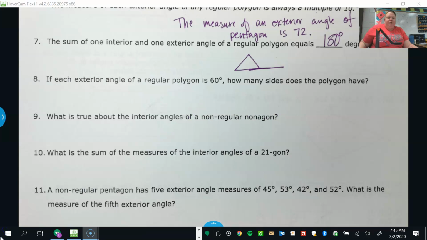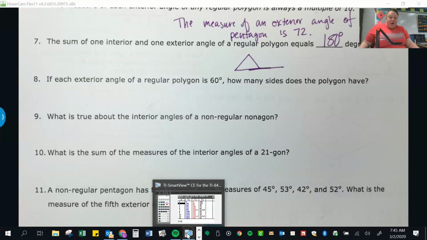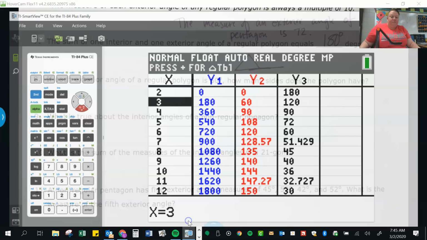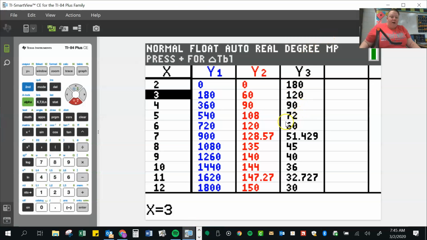This says if each exterior angle of a regular polygon is 60, how many sides does the polygon have? I'm going to go to my calculator where I have my chart, and I'm going to look for where y3, because that's where I put my exterior angle formula, is 60. And here we go. It's right here. A hexagon.